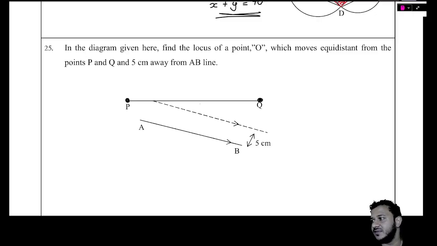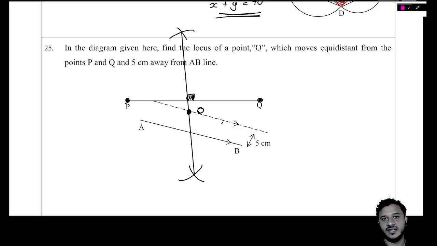And 5 centimeters away from the AB line. We can already see this is 5 centimeters. This dotted line is the 5 centimeters away line. So what you need to do is keep your compass here, draw a line up, draw a line down. Keep your compass here, draw a line up, draw a line like this. And then draw it through here, which will divide it by 90 degrees and halfway. And this point is the point O.